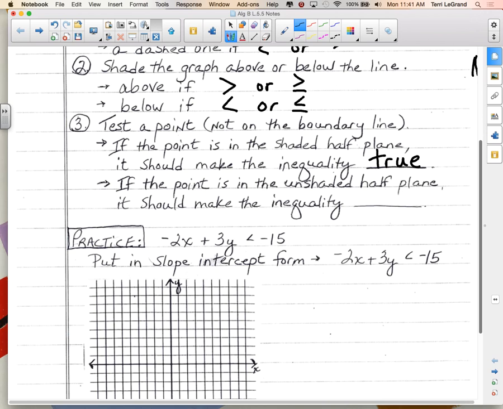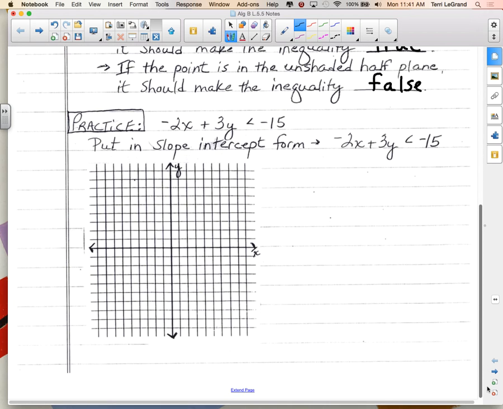If it makes the inequality false, then it better be residing in the unshaded half plane. So if your test point makes the inequality false, it better be hanging out on the unshaded side, the unshaded half plane. Okay, so those are all the things that set us up for being able to show the solution on a graph correctly. Okay, let's practice this one.